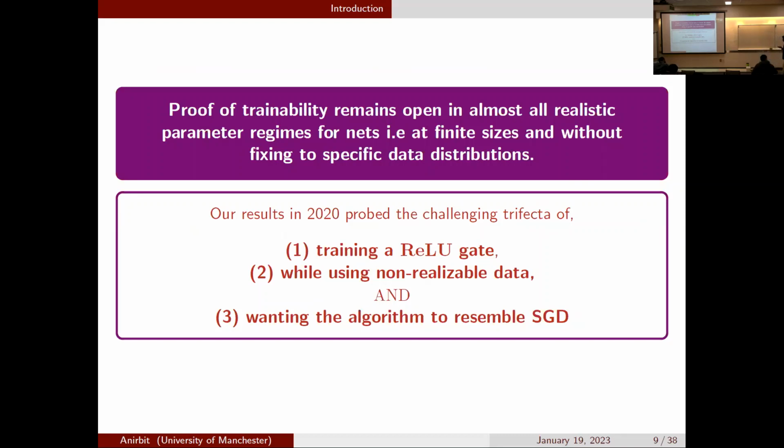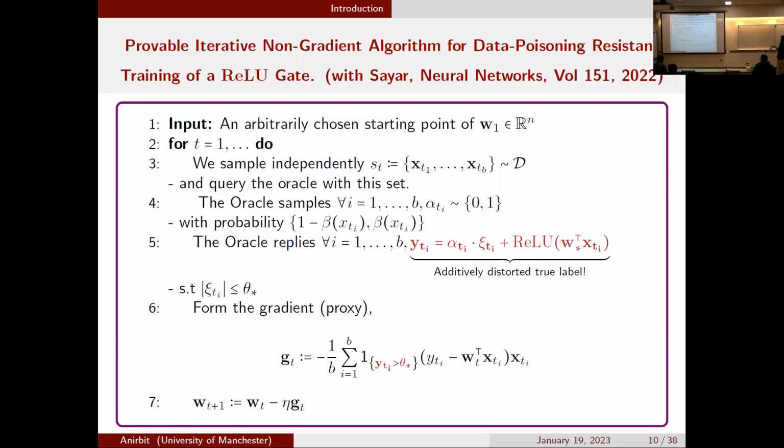So in 2020, we embarked on this plan of, let's say, what is the smallest non-trivial problem we can frame here? One of the smallest non-trivial problems we can frame is to say, let's say I want to train a single ReLU gate. I want to use non-realizable data, and I want the algorithm to resemble SGD. SGD is most successful, non-realizable data is most natural, and the simplest neural net to have is a single ReLU gate. So at this trifecta, can you write a proof? That was the challenge we tried solving in 2020. And we have some interesting results with that.